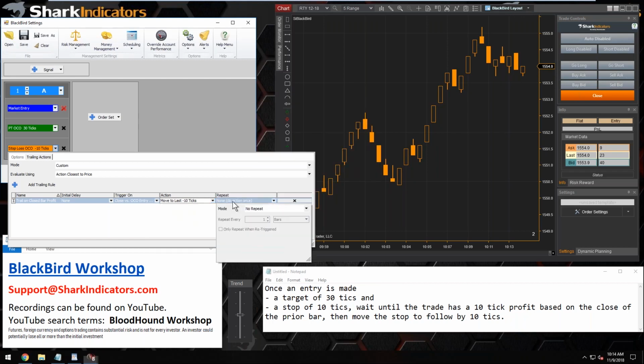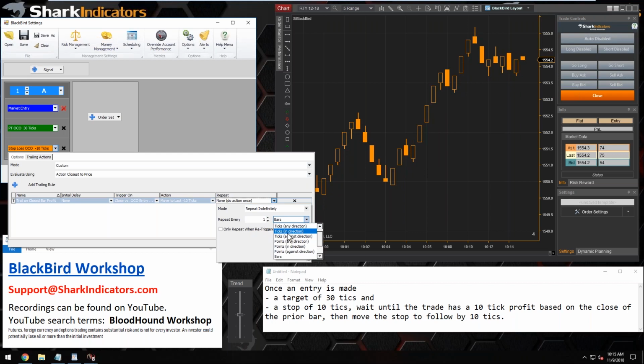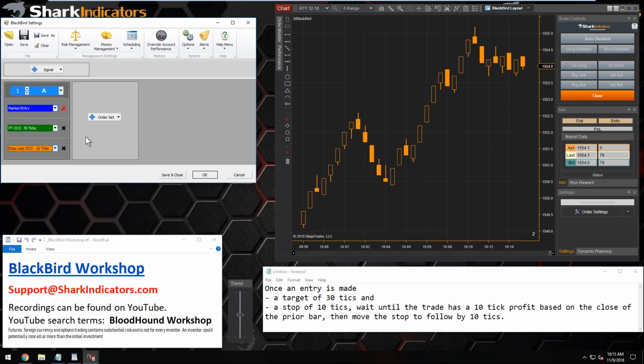So that's what we want there. All right, and then our repeat, well, since this is just a straightforward 10 tick trailing, our stop loss becomes a standard 10 tick trailing. Then we just want to repeat this indefinitely and then set the repeat to using ticks, right? There we go. So ticks in direction. And there we have it. All right, that should do it. So let's take this and let's test it out.